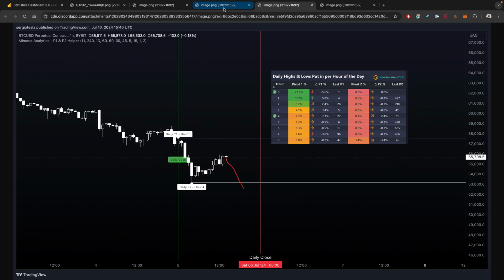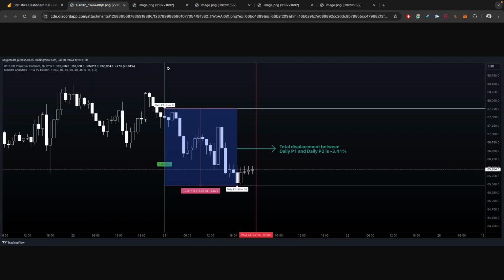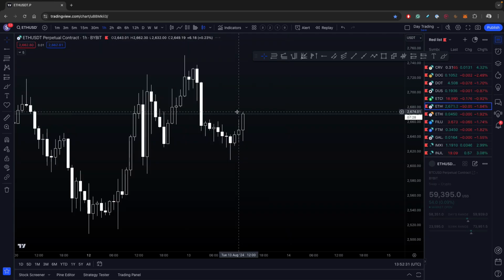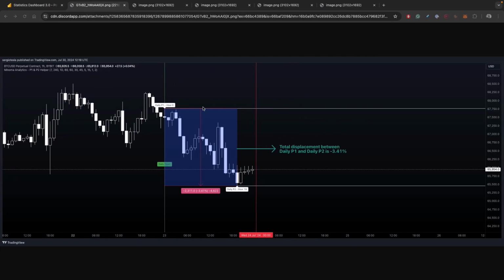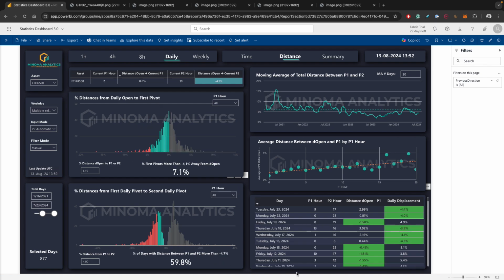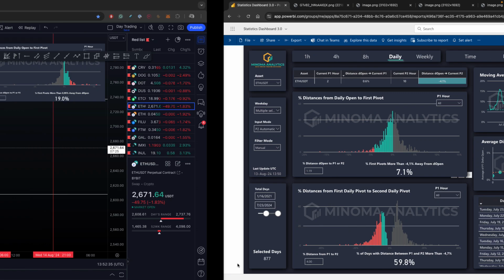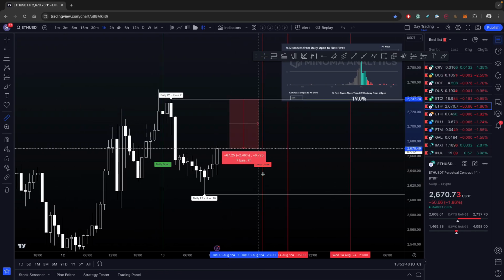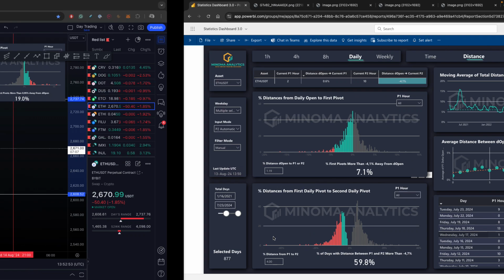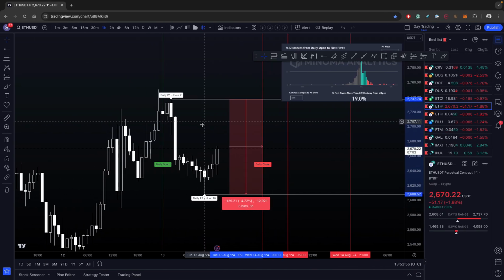Another example, or well, maybe let's look at a current example, just the current price action. Let's look at Ethereum. So we know the current distance of Ethereum between P1 and P2, which we have automatically, is negative 4.7%. So now we can see 59.8% of days have more displacement than this. So negative 4.7, and 59.8% of days have a bigger displacement than we have seen. And that is not that much, right?